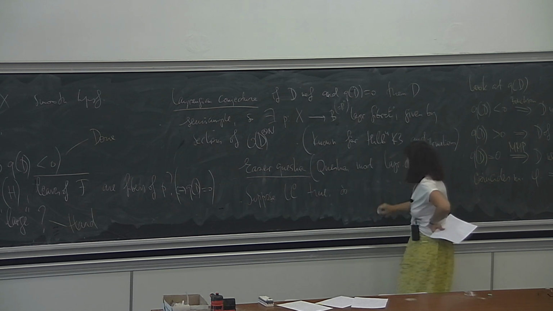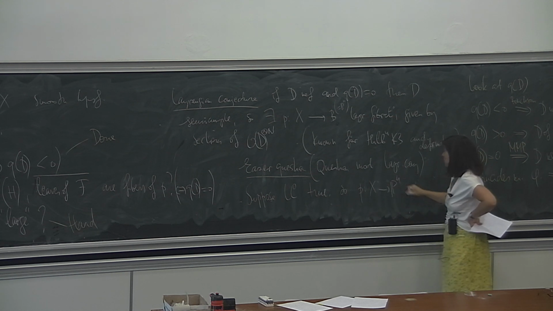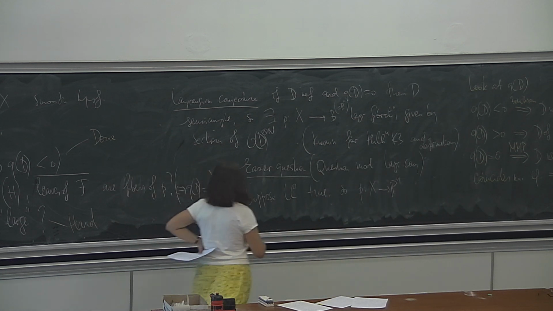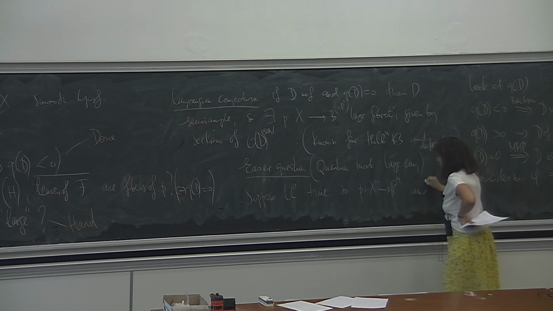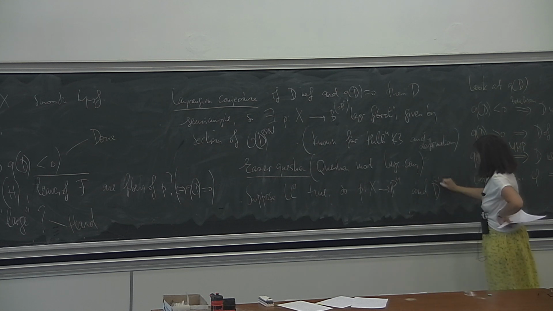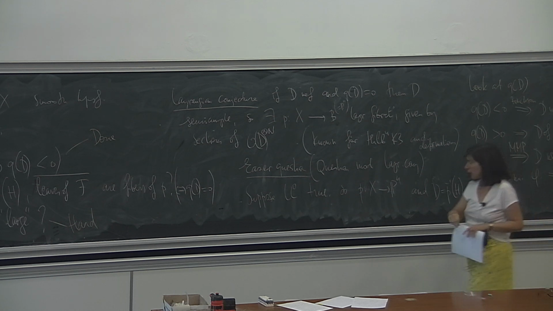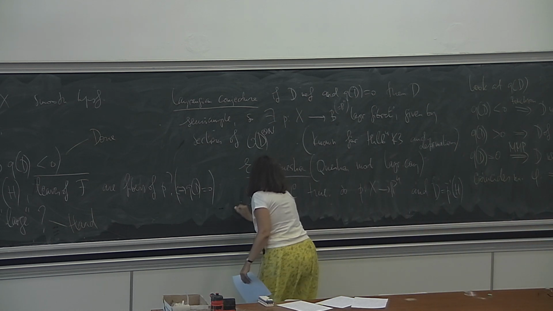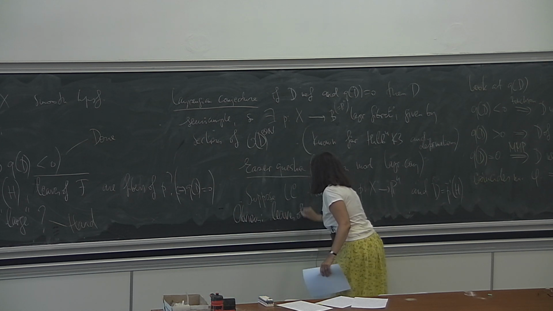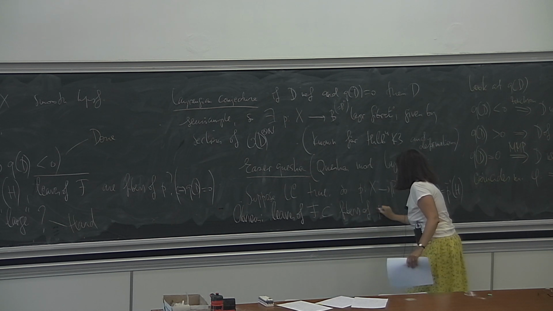So one has P from X to Pn. Was it P or was it another thing? Yes, P. And D is the inverse image of some divisor on B. Then it is obvious that the leaves of F are contained in the fibers of P. Okay?